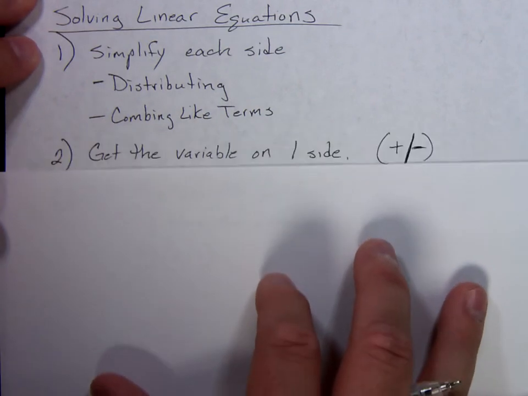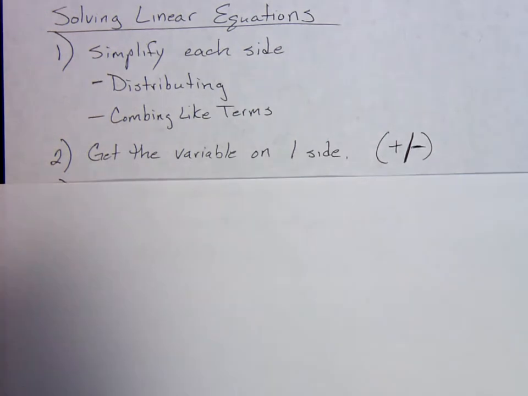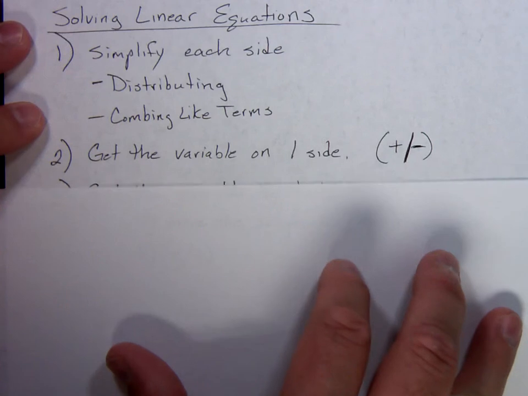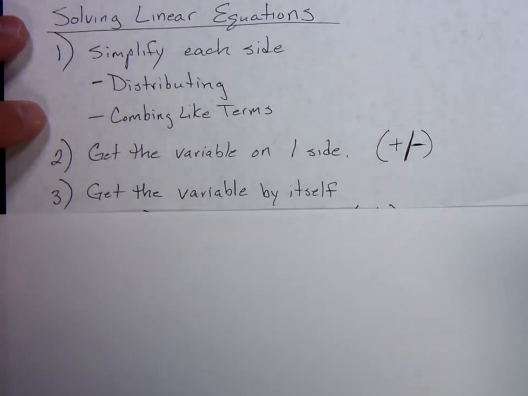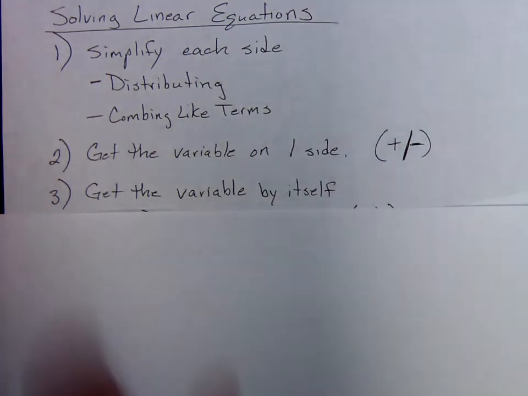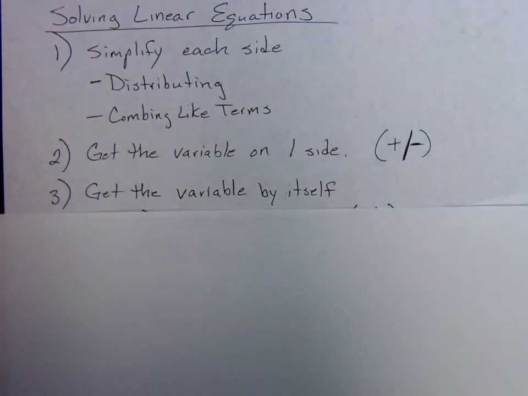The next step is you want the variable on only one side of the equation. So if you got the variable on both sides of the equation, you need to add or subtract to get rid of the variable on one of those sides. We only want the variable on one side of the equation. And then you're going to get the variable by itself. So once you got the variable in one place, you want to get that variable all by itself. If it's x, you want x is equal to something. So you don't want 2x is equal to something. You want x all by itself.